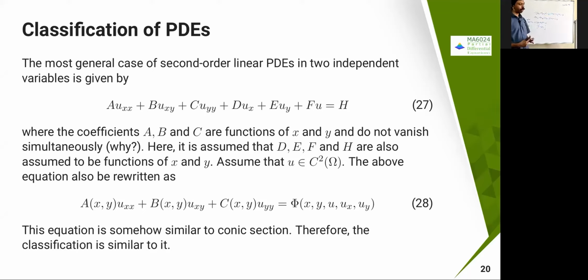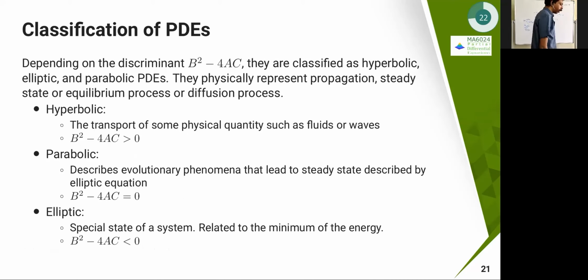Now, here D, E, F, everything you can just assume as a function of x and y, and u belongs to C² of omega because two derivatives are there. So these are some of the conditions too. This is similar to the conic section. Depending on b² minus 4ac, I can classify them as hyperbolic, parabolic, or elliptic.